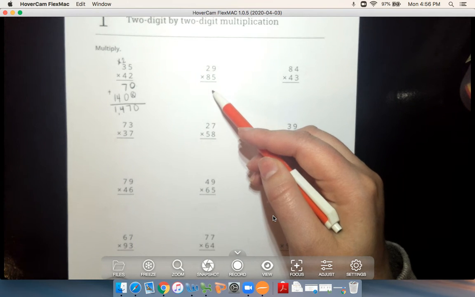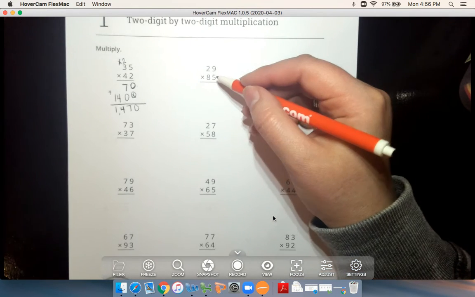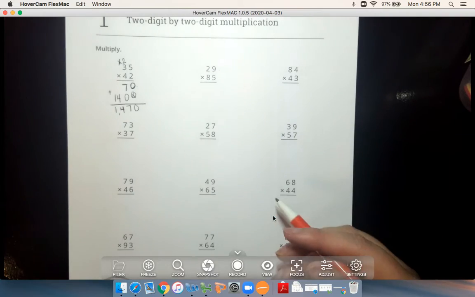So let's do one more just for fun. So 5 times 9 is 45.